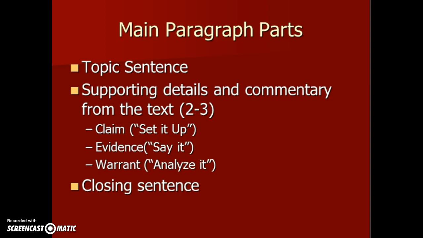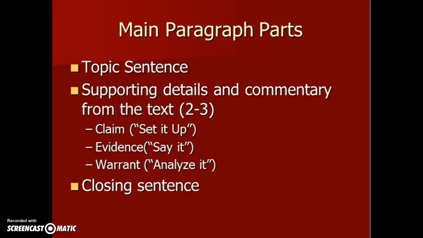The very first is the topic sentence. This is when you make a statement that will either prove your thesis statement or answers the prompt if it's a standalone paragraph. The second part to your paragraph is the supporting details and commentary from the text. These are the ideas that you use to prove your topic sentence is correct or your thesis is correct if you are writing a full essay.